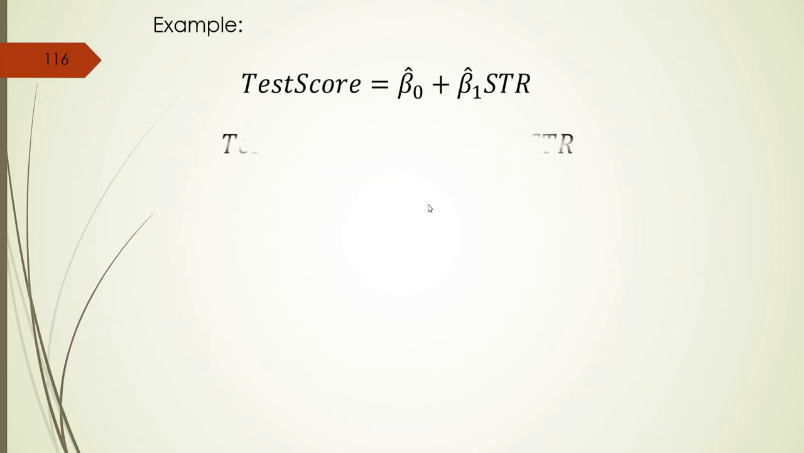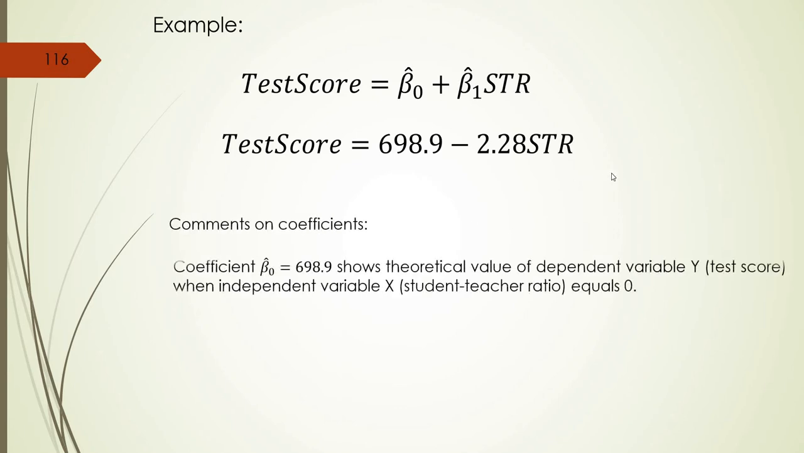Again, this is the general model, and then we have it with exact coefficients. So what do these coefficients mean? When it comes to beta 0, it shows the theoretical value of the dependent variable y, test scores, with independent variable x, student-teacher ratio, equals 0. Of course, it is only a theoretical value because it is impossible to have any scores if you don't have students. But from the mathematical point of view, we need to have this coefficient or this intercept.